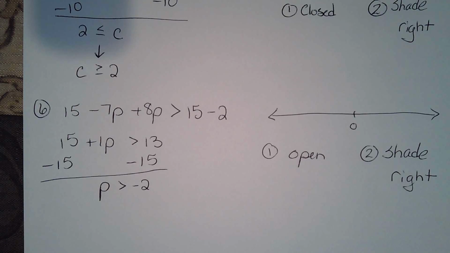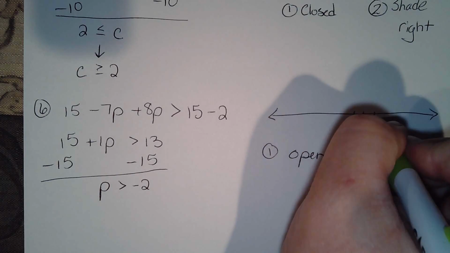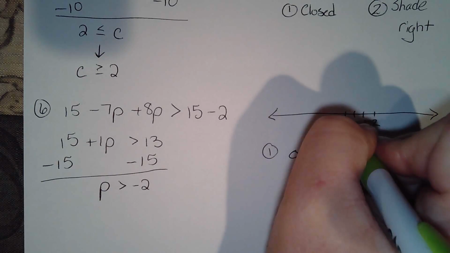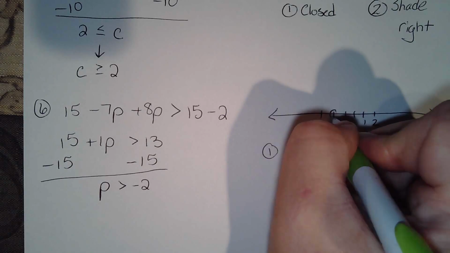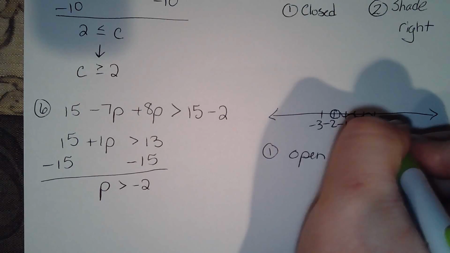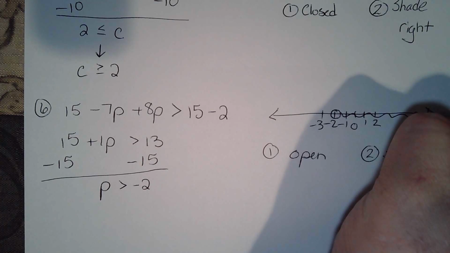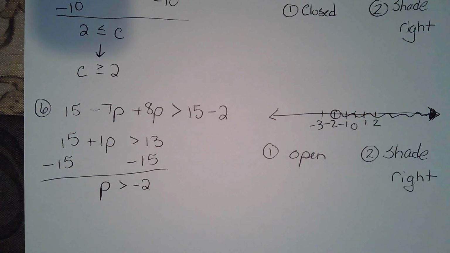All right, I hope you paused the video. So when we solve this, we get p is greater than -2, which is an open circle, and that means we shade right. So let's go ahead and put a couple numbers on our number line. Okay, open on -2, and we shade to the right. That's all there is to it.